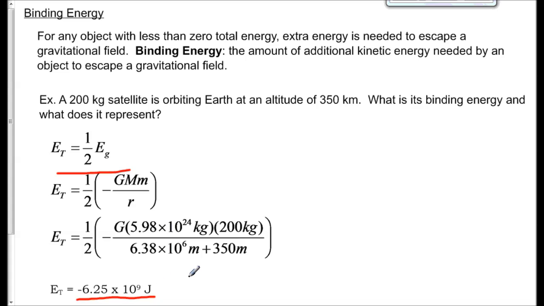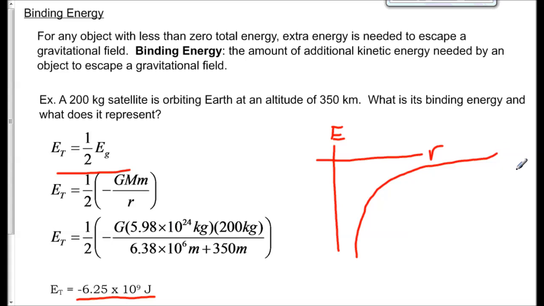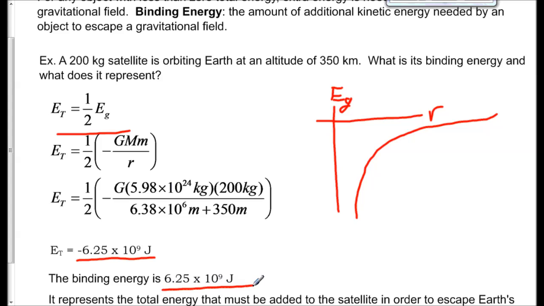But before we go any further, remember, what does this total energy mean? Let me draw my little graph here. We're graphing energy versus separation. If, as we go to infinity, the energy goes to zero, this thing can get out. And if it goes to not zero, or below zero, then we can't get out. So what this is saying is this has this much energy less than it needs to escape. So its binding energy is just going to be the positive version of that, because I have to add this much energy to this total energy to make that equal zero.